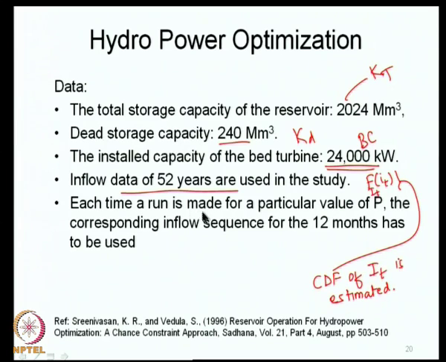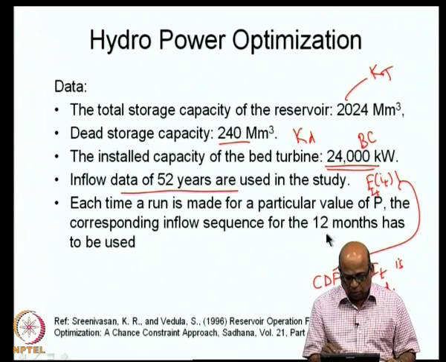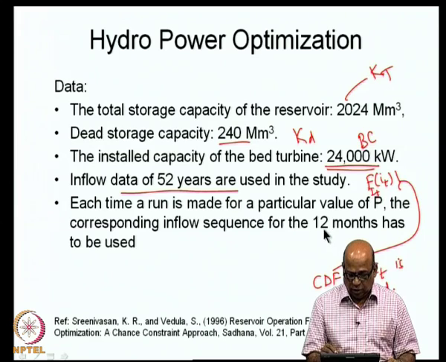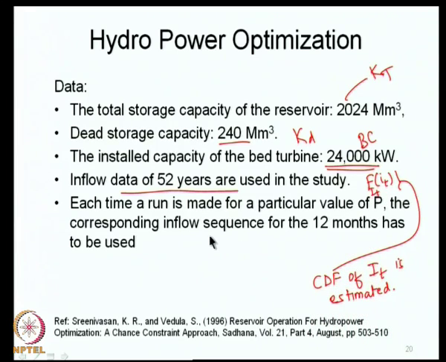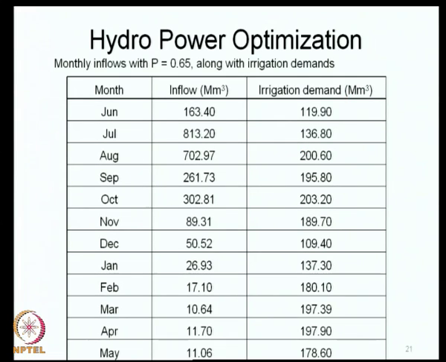Each time a run of the model is made for a particular value of P, the corresponding inflow sequence for the 12 months has to be used, and this corresponding inflow sequence for the 12 months will come from F inverse of 1 minus P. P is fixed, F inverse of 1 minus P will give you that inflow value, and that is what we provide here. So, for month flow, this is for P equal to 0.65 as an example I am showing. These are the inflows that we obtain.